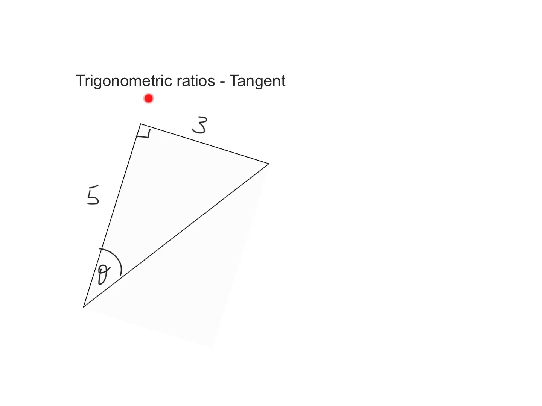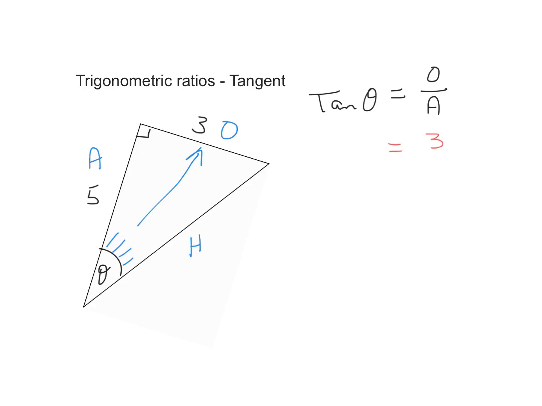Let's look at the trigonometric ratio for tangent. We know that tan theta is opposite over adjacent. This has to be my hypotenuse, and if I'm looking straight across, this is my opposite, and therefore this has to be my adjacent. My opposite is 3 and my adjacent is 5. Therefore the trigonometric ratio for tangent is 3 over 5 in this example.